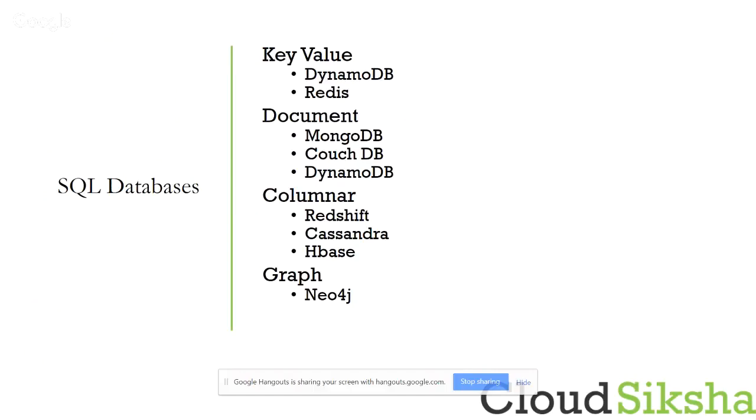Then you have columnar databases. These databases store the columns as units. Redshift is an example. In future, we will be doing a webinar on Redshift. There I will discuss the columnar database and how it is structured in detail.